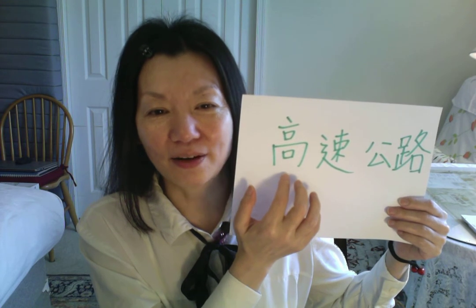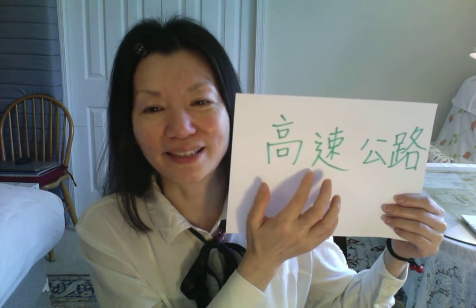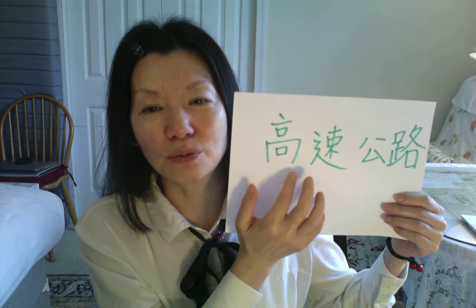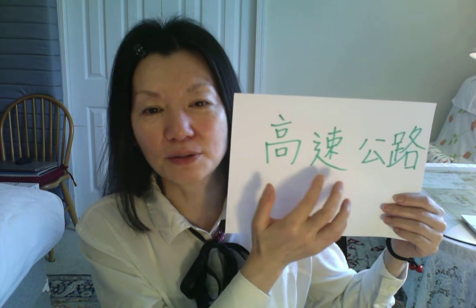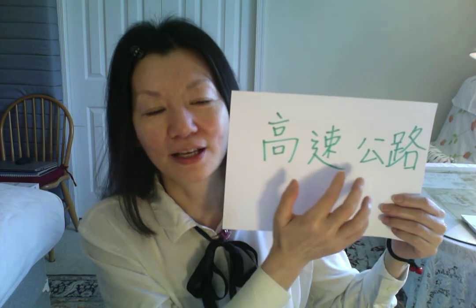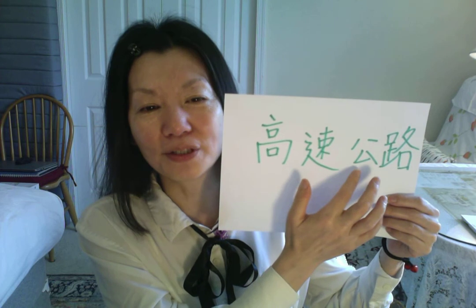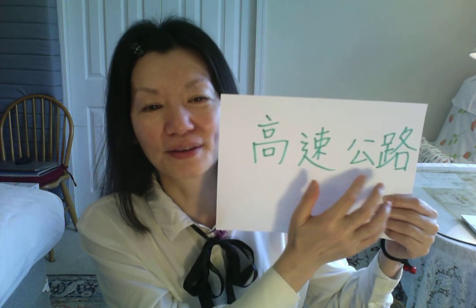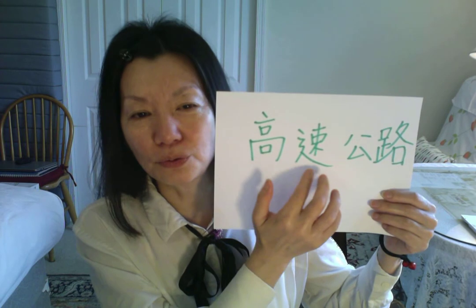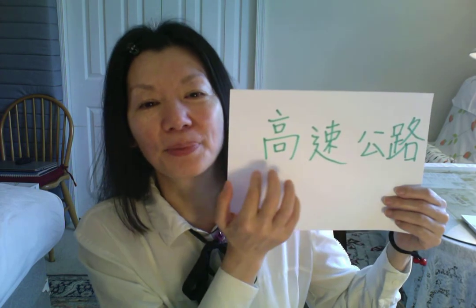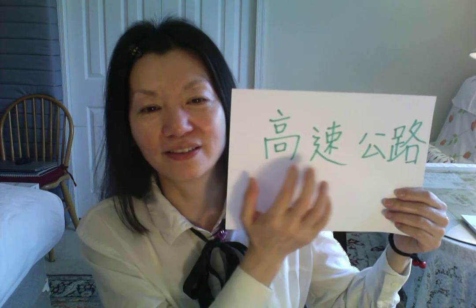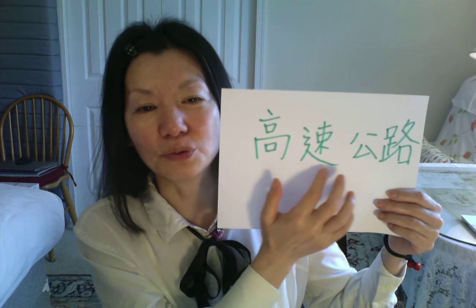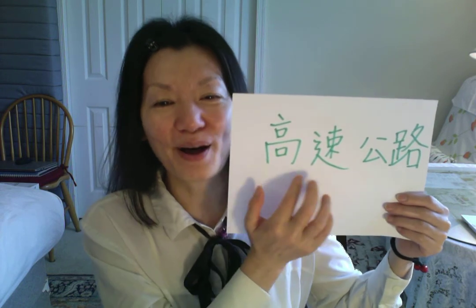For a person who is tall, right? 速 is speed. So 高速, tall speed, high speed. 公路, 公 is public, 路 is road, or you can say path, okay? 高速公路, it's a highway or freeway. Your turn. 高速公路. Okay, finally we can see the pinyin here, right?